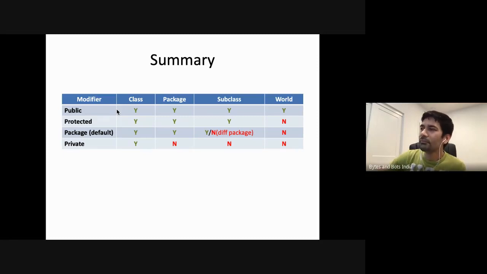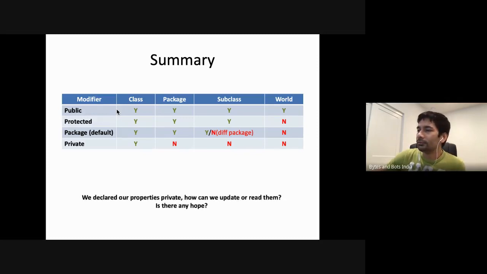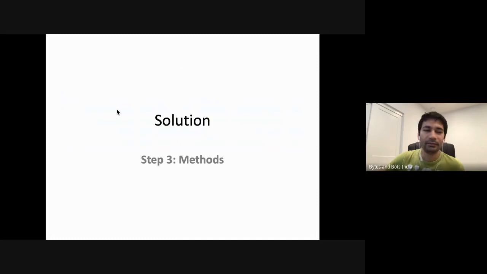And now we'll build upon this. What we did is we declared our properties private because we didn't want people to change them just by themselves, because they can assign any value to it. But that has led us to a different problem: now we can't read them. So is there a hope? No surprises, there is hope, and that brings us to the solution. Now, step number 3, called methods.